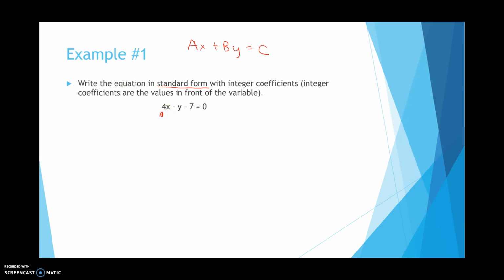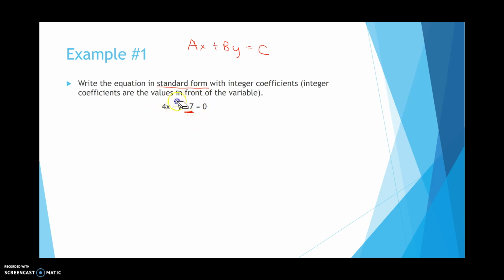So 4 is your a. Then we have a negative y, so we can think of that as negative 1y. That's my by. Then notice we have this minus 7 here. That's my constant, my number alone, and we need to get that negative 7 over to the right side to be my c.